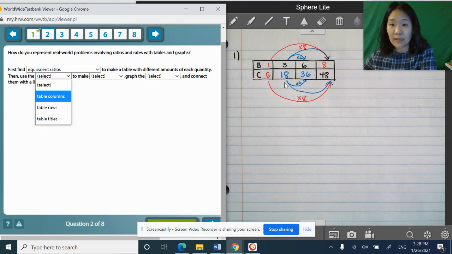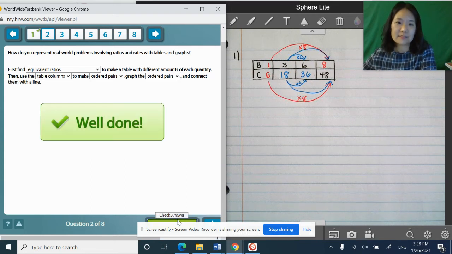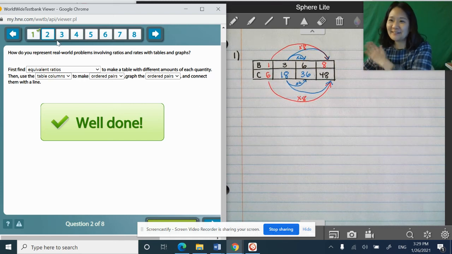3,18 is an ordered pair. 6,36 is an ordered pair. So use the table columns to make ordered pairs, graph the ordered pairs and connect them with a line. Let's see if that's correct. Well done. Well done, Miss King.